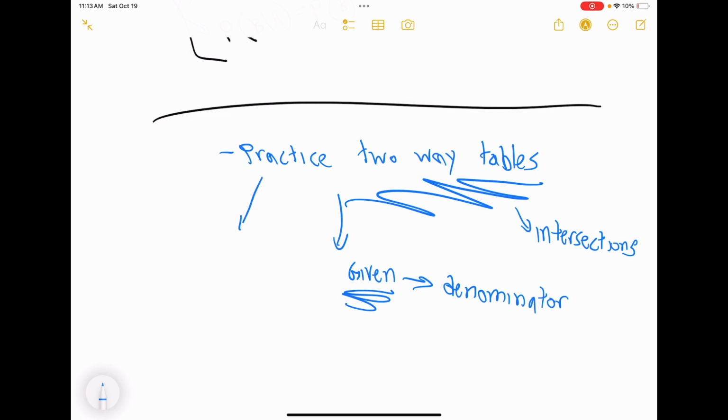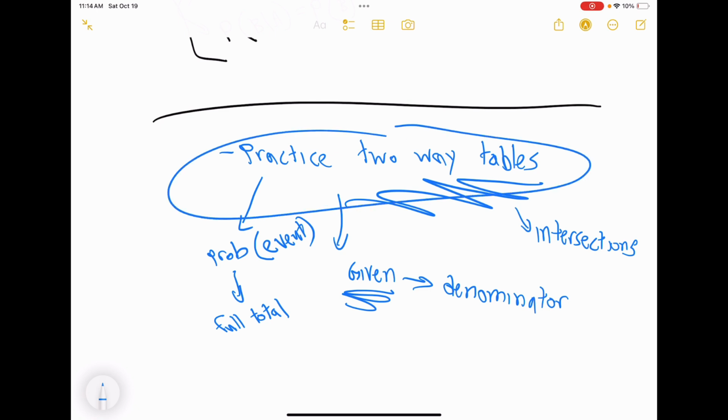On the other hand, if we're just looking at the probability of blank event, you're looking for the full total. We've gone over these a lot, and you should see in the conditional probability video how we run through how to read some two-way tables. But make sure you're good on two-way tables. Those show up a fair bit in this exam.